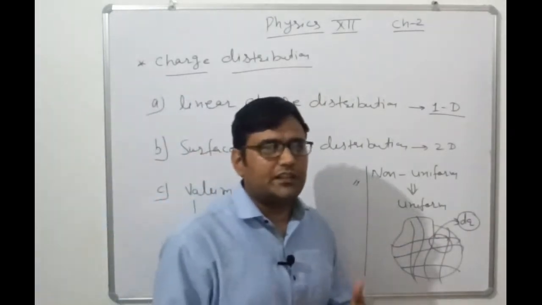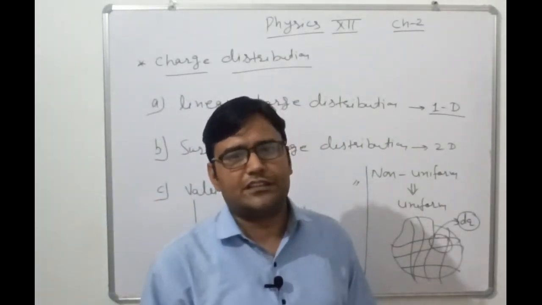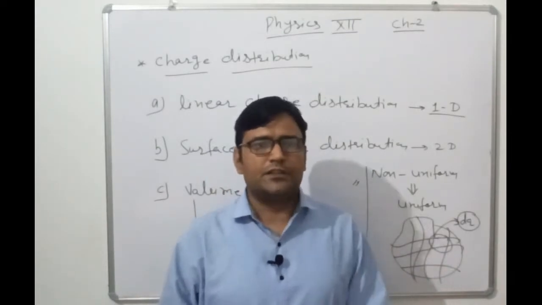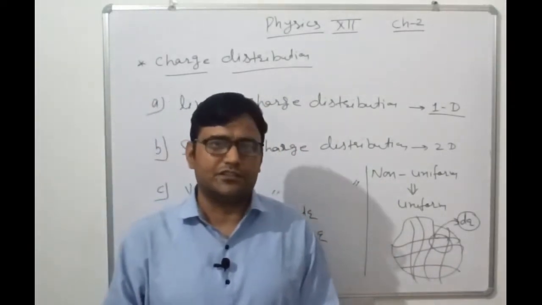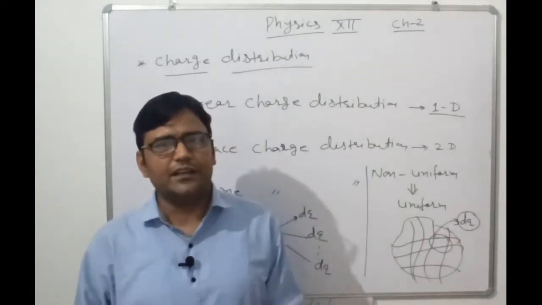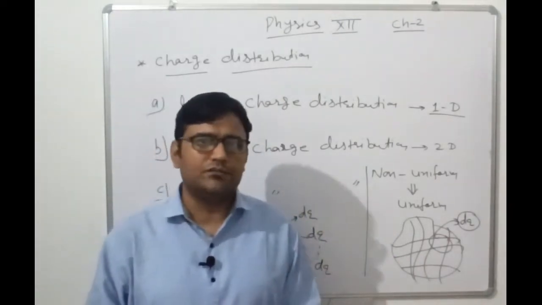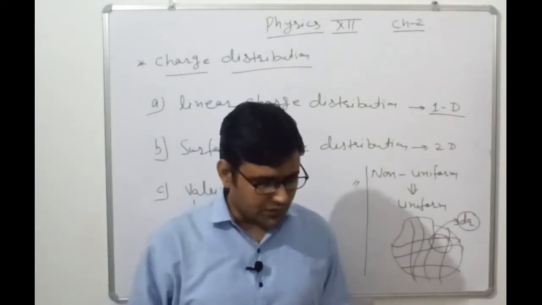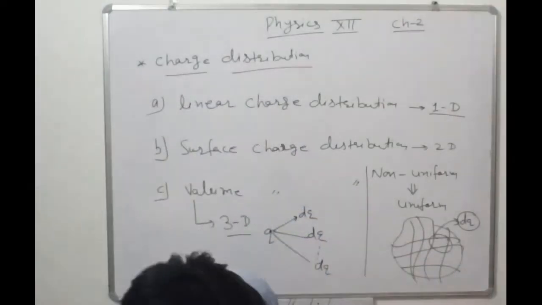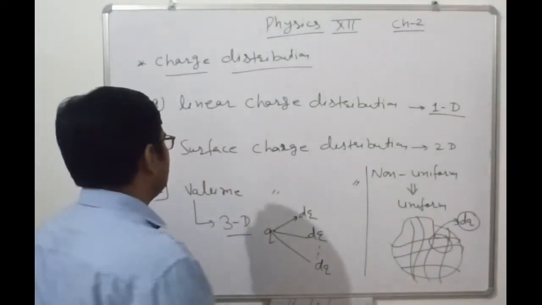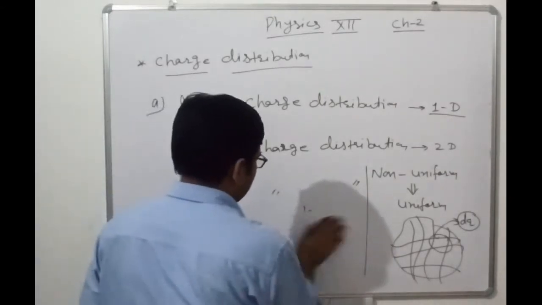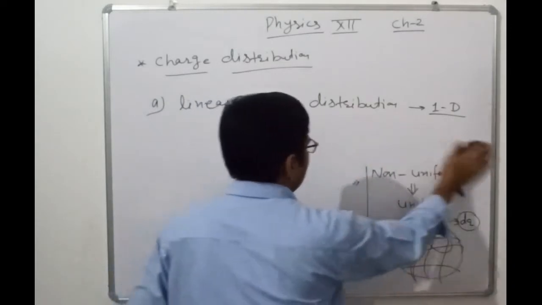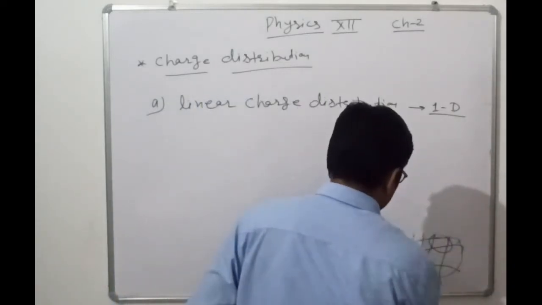Clear? Sometimes it is also asked in competition examinations which formulation is related to 1D, 2D or 3D charge distributions. Clear? It is linear, surface or volume charge distributions. Okay, now we will move on to the first distribution, linear charge distribution. We start with our first kind of distribution, the linear charge distribution.